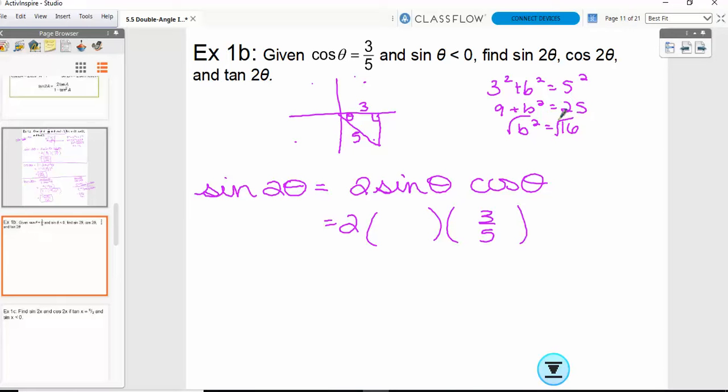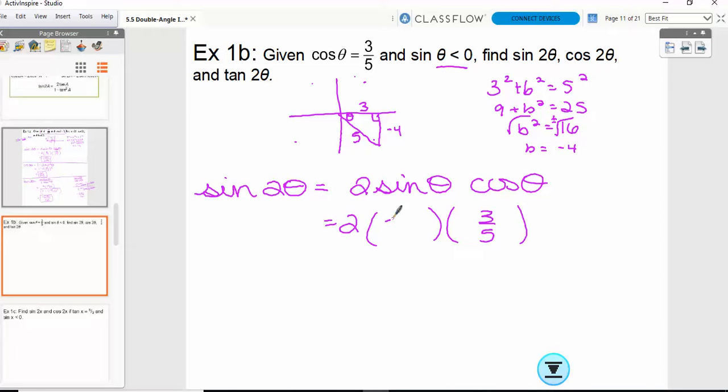Would this be a positive or a negative? It's like your y, it went down. Yeah. So our missing side is negative. If you didn't catch the negative there, you could always, after you did your sine, realize it had to be negative and just throw a negative on there.